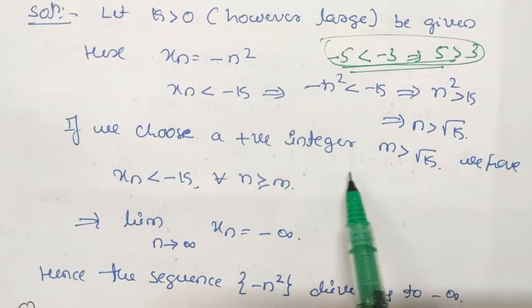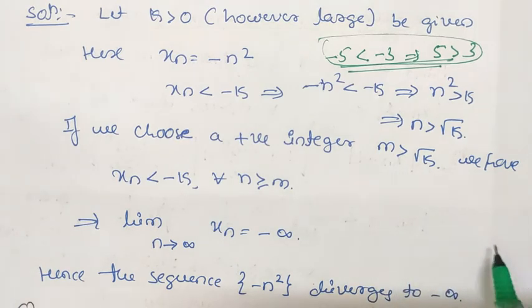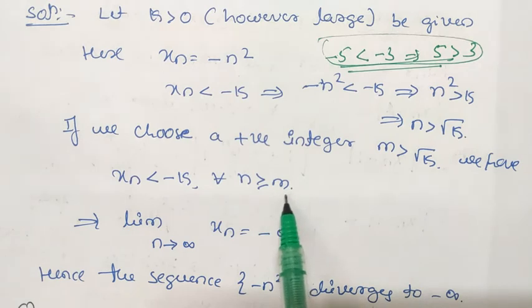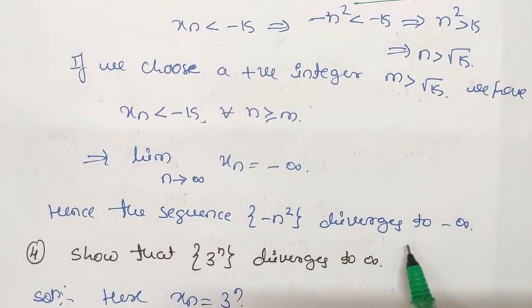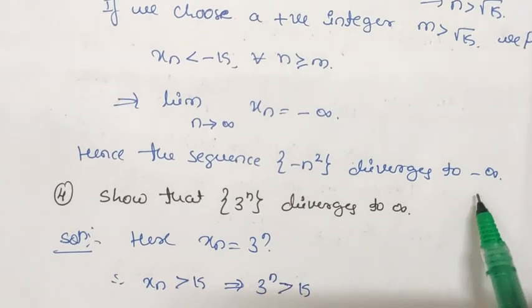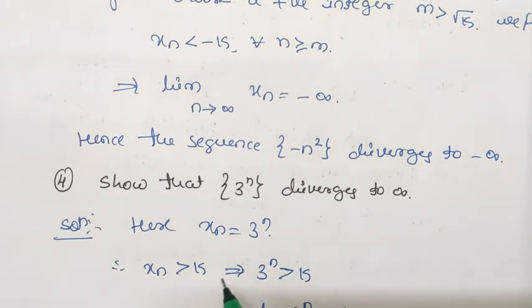So if we choose a positive integer m which is greater than root k, we have xn is less than minus k for all n greater than or equal to m. So that is, limit as n tends to infinity, xn is equal to minus infinity. So hence the sequence minus n square diverges to minus infinity. Take one more example. It is also similar.